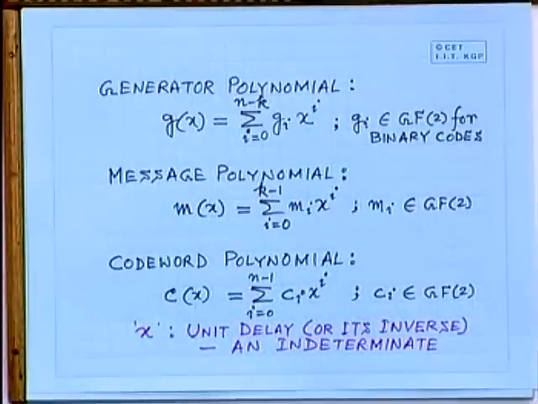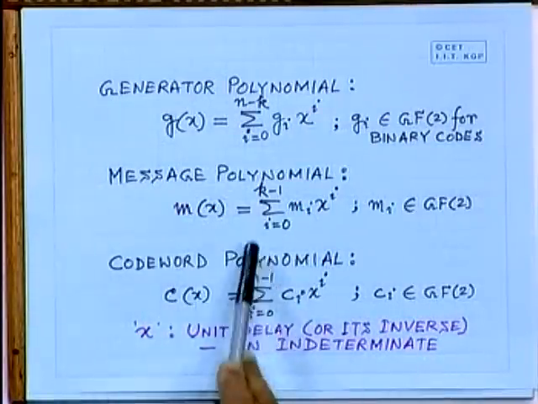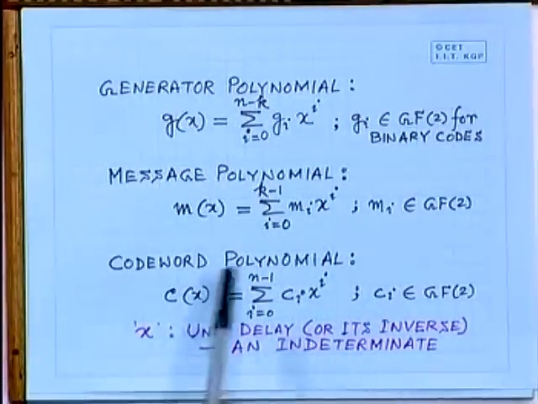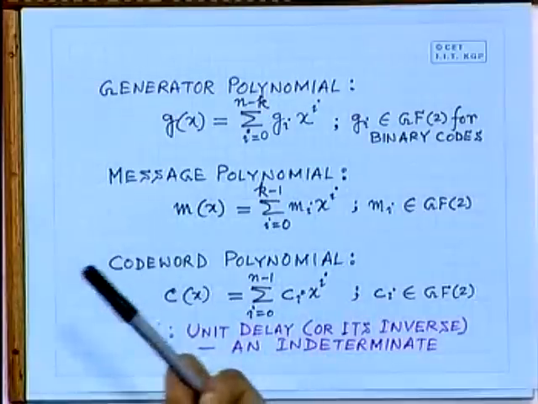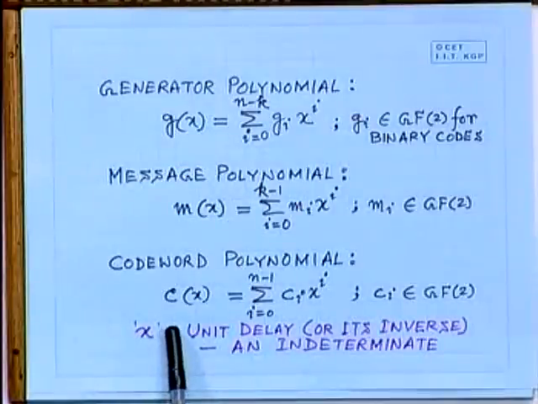The next polynomial which I would like to define is the message polynomial. You have a group of k bits as a message, which I represent as a polynomial m(x), in a similar style: summation of m_i x to the power i, with i varying from 0 to k minus 1, because you have a group of k bits of message. Then I can define the code word polynomial, which represents the code word of n bits after encoding is done. So c(x) is c_i x to the power i, with i varying from 0 to n minus 1, because n is the block length.